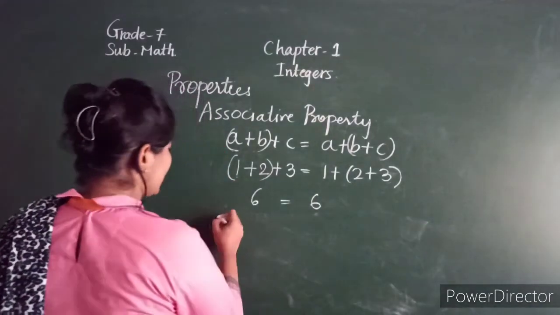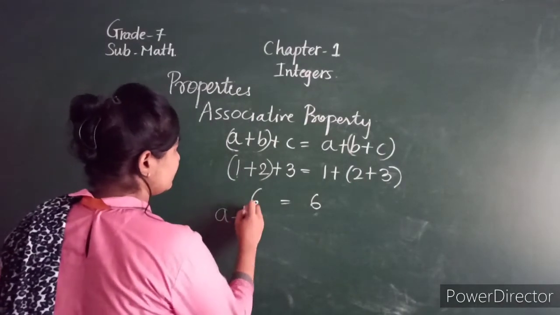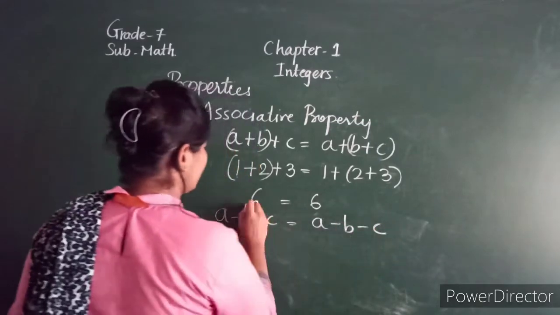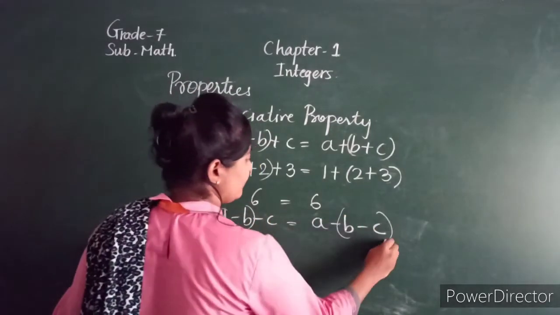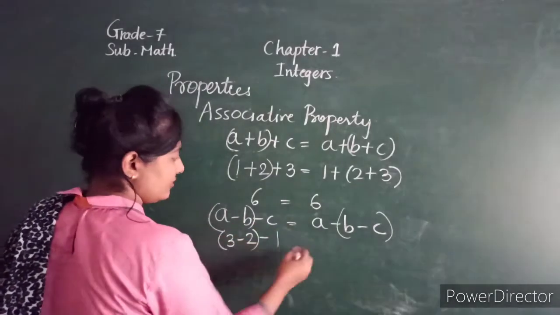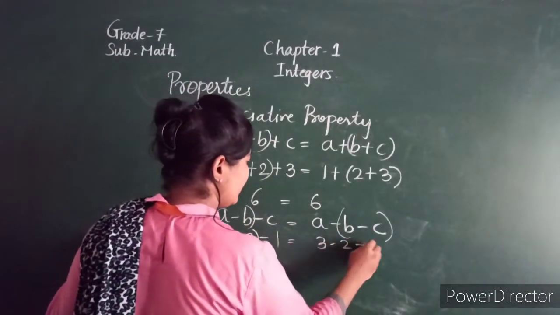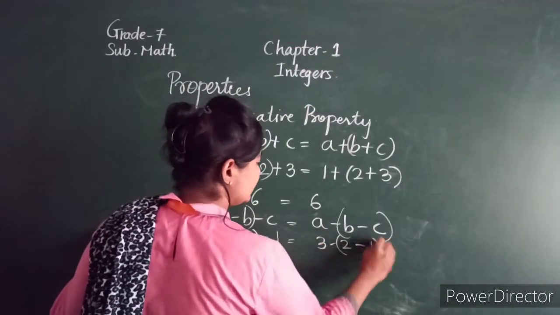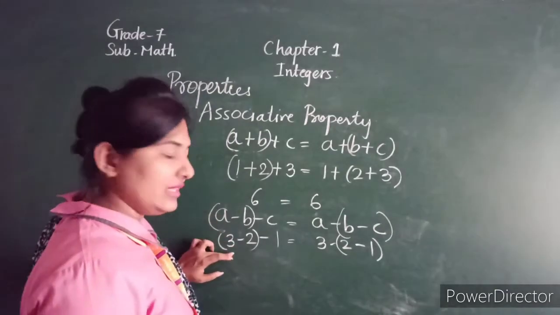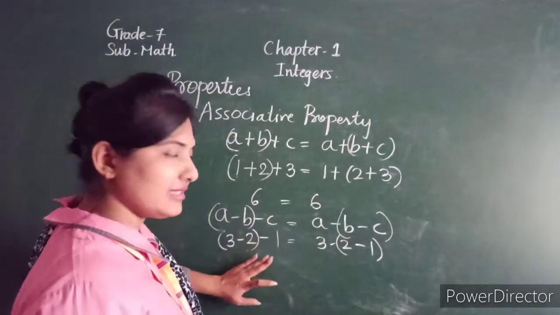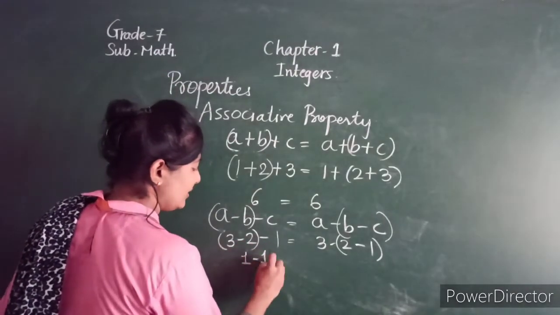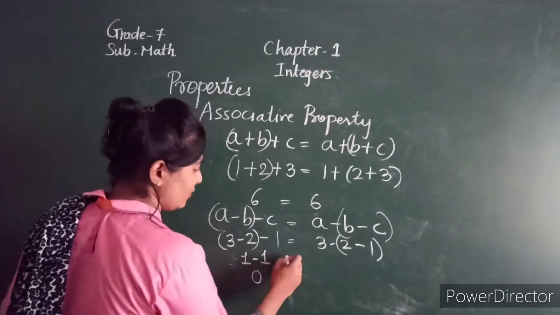Here let's check subtraction. If I take grouping here and here. So here 3 minus 2 minus 1. Here this is the group. So A is taken as 3, B is taken as 2, and C is taken as 1. So 3 minus 2 is 1, minus 1, here 0.